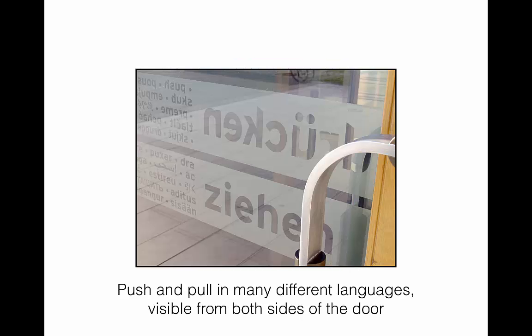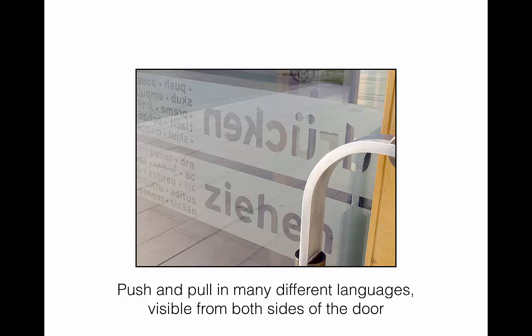Here's another good example of a confusing door design. The door is glass and there are similar handles on both sides. Fortunately, there are instructions on the glass, and the instructions are written in many different languages. Unfortunately, those instructions are visible from both sides of the door.